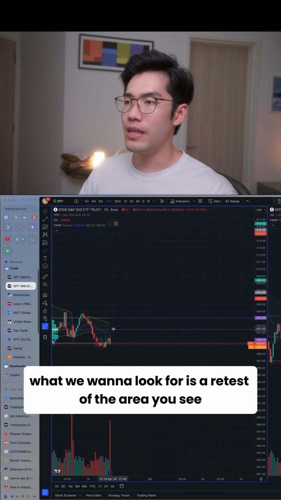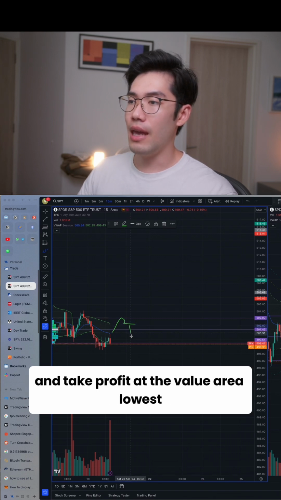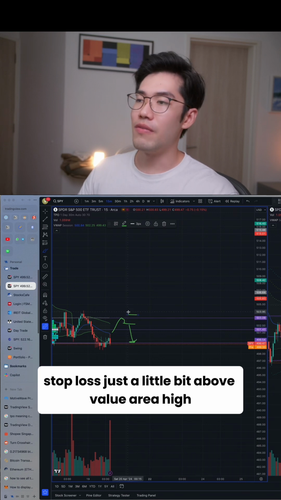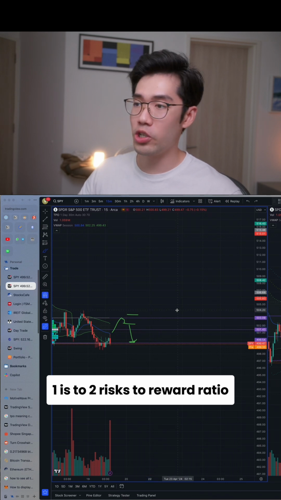Basically, what we want to look for is a retest of that area. We see it fail. What we want to do is to then enter here and take profit at the value area low, stop loss just a little bit above value area high, which would normally result in like a 1:2 risk to reward ratio. That's one way.